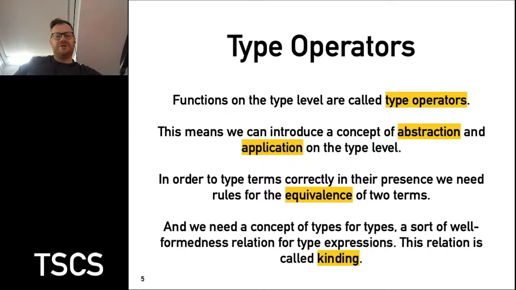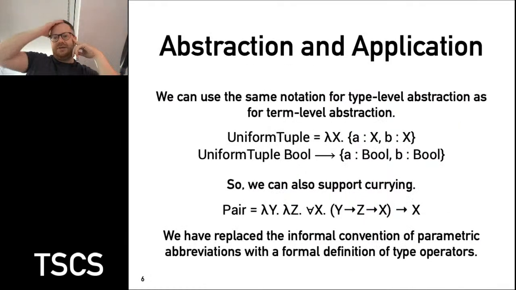And when we have types of types, we also need a well-formedness relation for type expressions. This relationship is called kinding. So on the basic level, we have terms, then we have types, and on the top level we now have kinds introduced. The way it works is a little bit like this. Let's first start with abstraction and application.